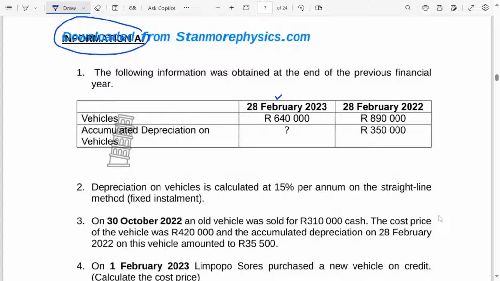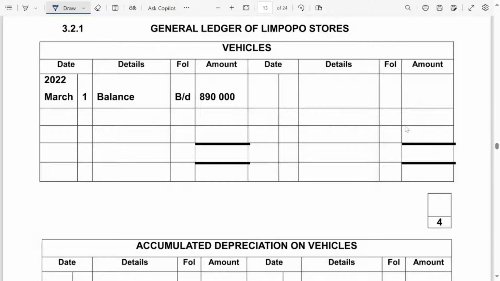These are the balances of the previous year. So if these are the balances at the end of the previous year, it means that they are going to be the opening balance at the beginning of the financial year, which is 1 March 2022. So the opening balance for the vehicles is 890,000. So it's already recorded.